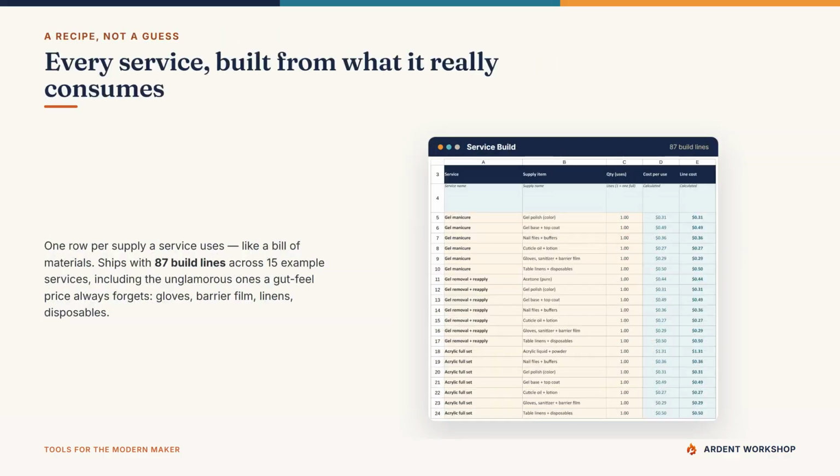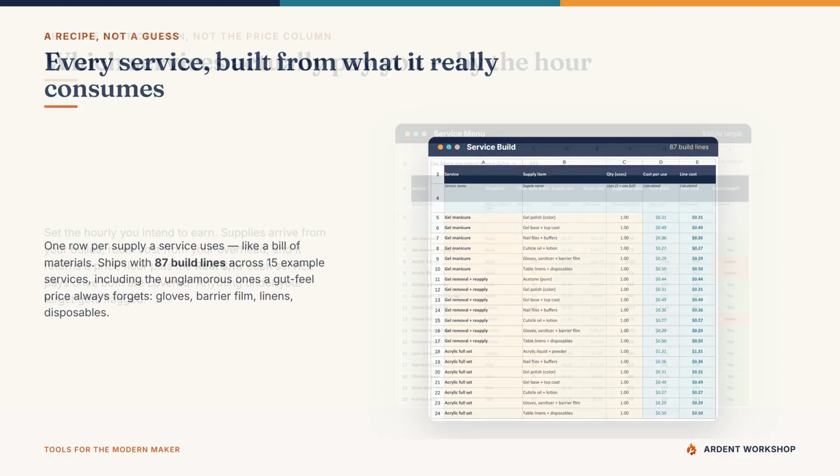Then build each service from what it really consumes. 87 build lines ship preloaded across 15 example services, including the unglamorous ones a gut feel price always forgets. Gloves, barrier film, linens, disposables. They feel like overhead, but they are consumed per client, and left out of every service, they become a permanent gap in your margin. Now the payoff.